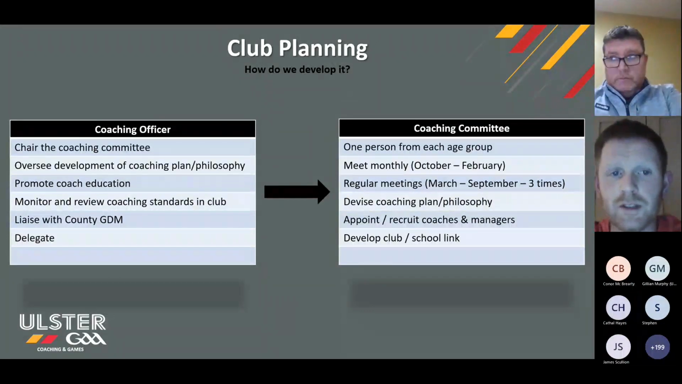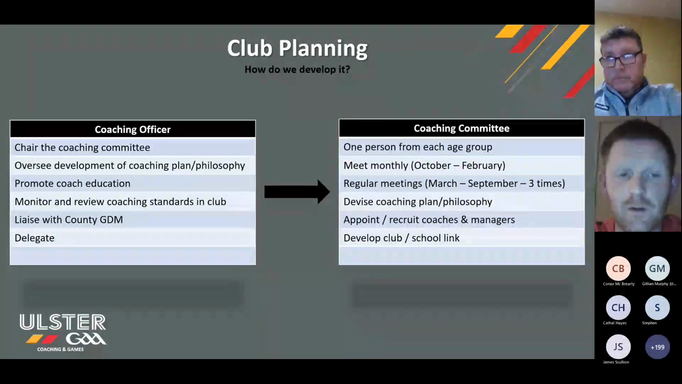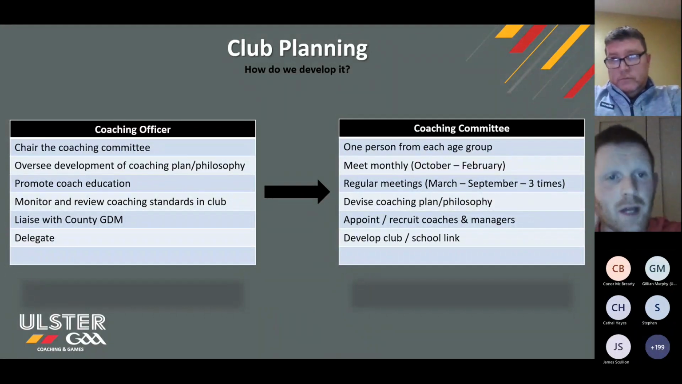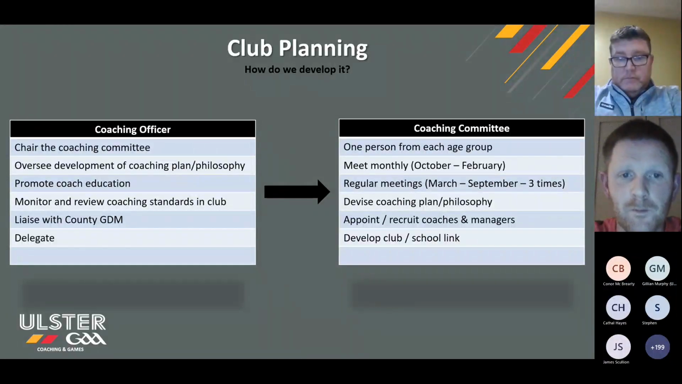Monitor and review the coaching standards in the club. So the role of the coaching officer there is to make sure that there's a review being done, to make sure there's planning being done, to make sure that the coaches are sticking to the plan and carrying out the plan. Liaise with the county games development manager in terms of games competitions and games programs and blitzes and that sort of stuff, and be a good delegator. A coaching officer in a club isn't going to do all this on their own, so it is key that you do try and bring people with you, and you're able to delegate roles to people within the club.